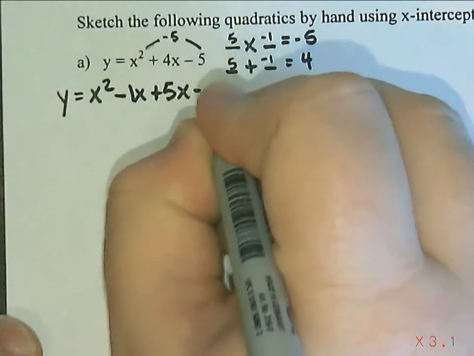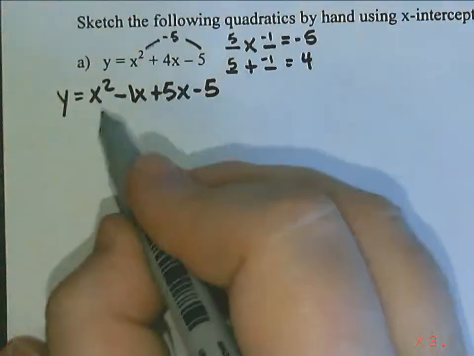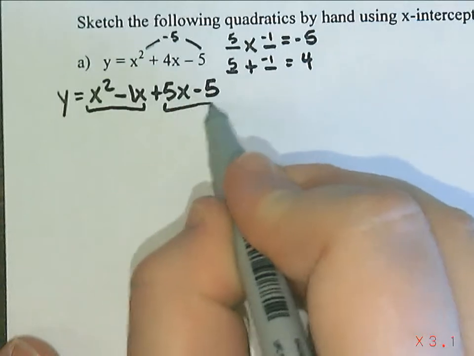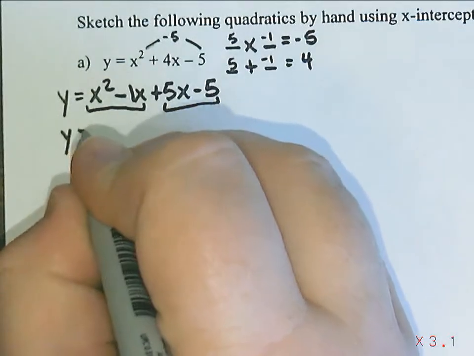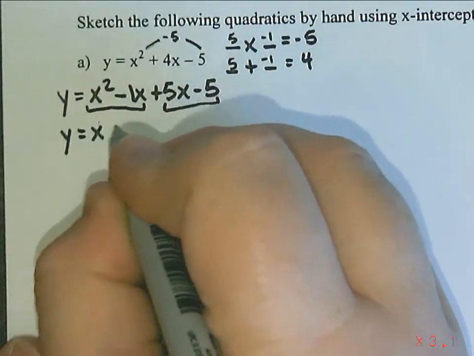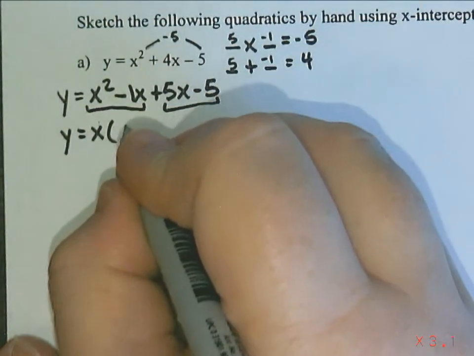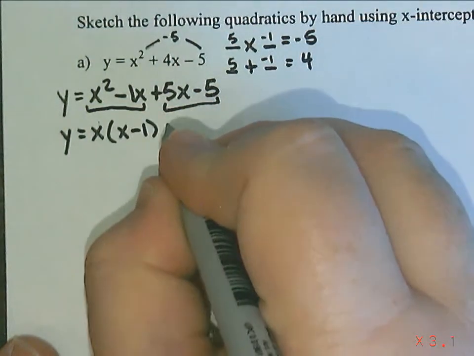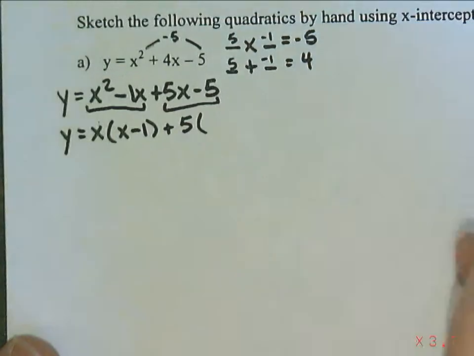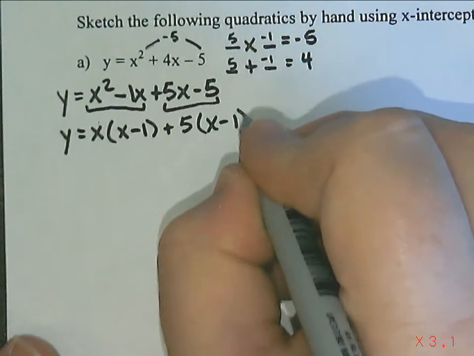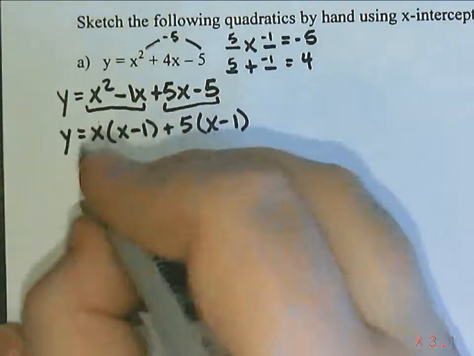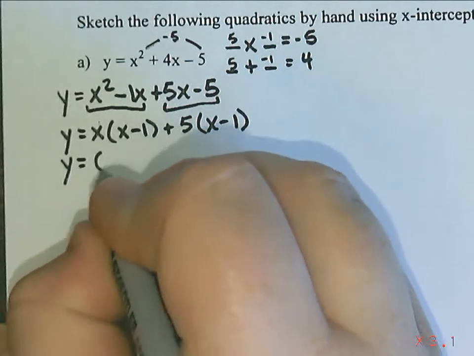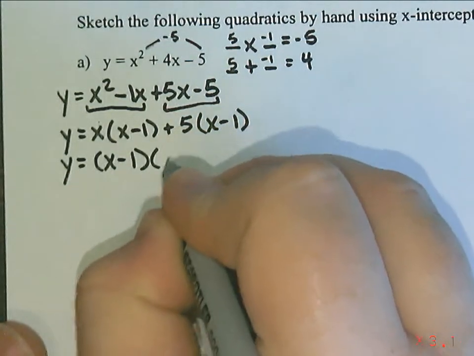5x minus 5. And then we're going to group the first two and the last two and common factor, so we can take an x out of the first one and I'm left with x minus 1. I can take a 5 out of the next one and I'm also left with x minus 1. So this is going to factor out to x minus 1, x plus 5.